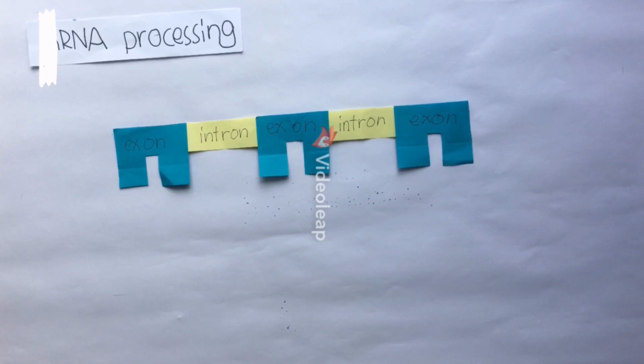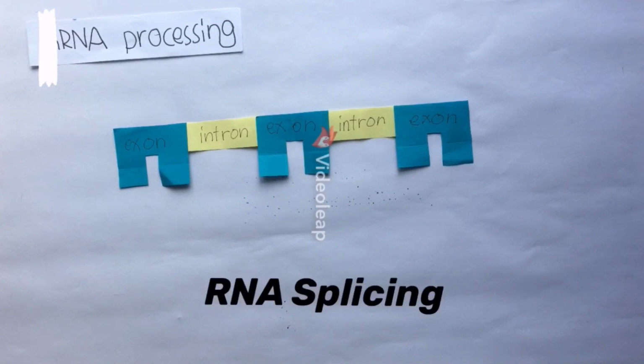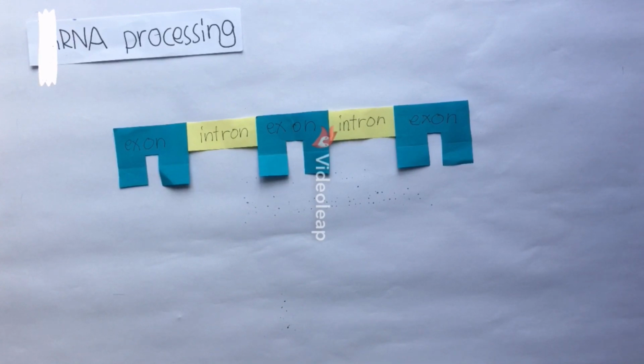To become a functional mRNA, the pre-mRNA undergoes a process known as RNA splicing. This process is known as RNA splicing because the introns are removed and the remaining exons are connected to each other.